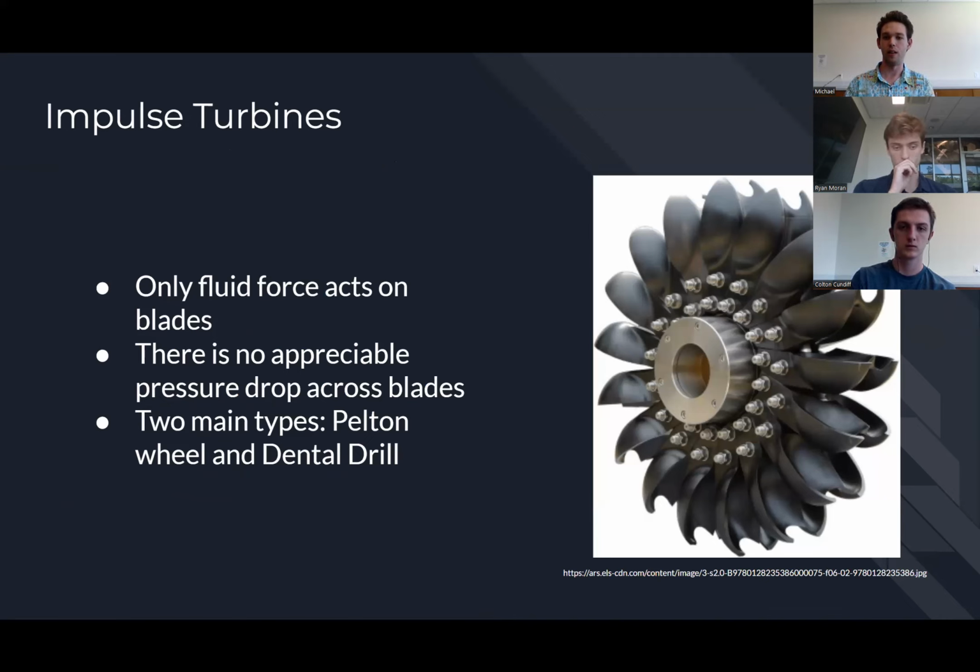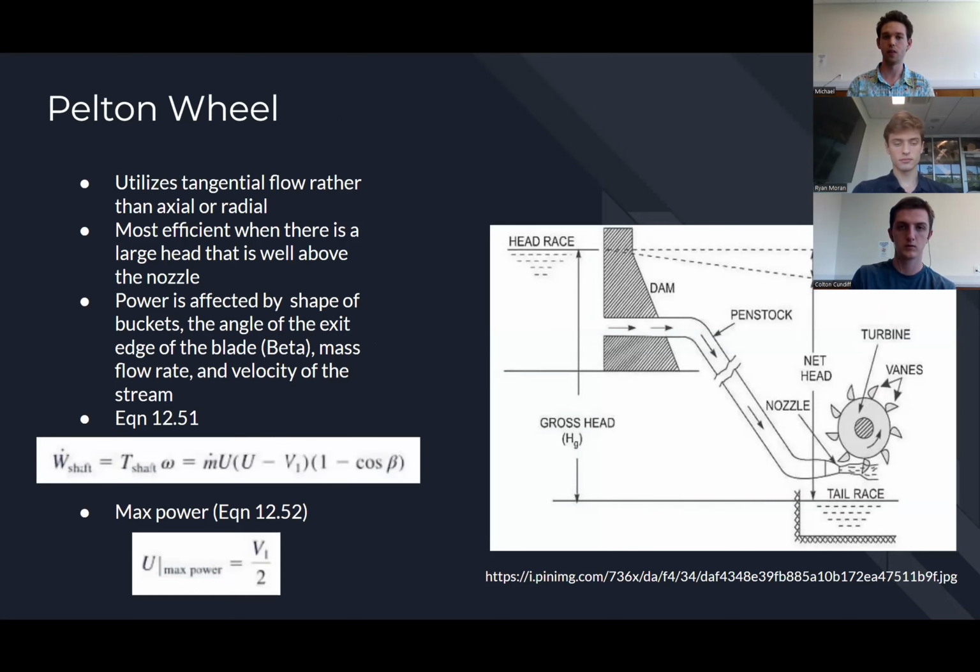And there are two main types of impulse turbines that are commonly used in industry, which are the Pelton wheel and the dental drill. So first, the Pelton wheel is typically used in a situation where there's a high head and a low flow rate. And a good example of this is a dam. So as you can see in the figure to the right, you have a dam and a pipe that leads down from the dam to the turbine, and it gains potential energy to the nozzle, which shoots the water at the blades of the turbine.